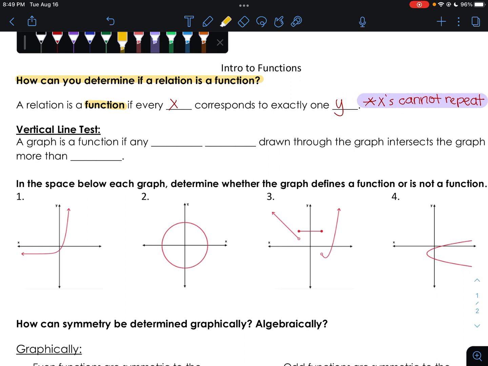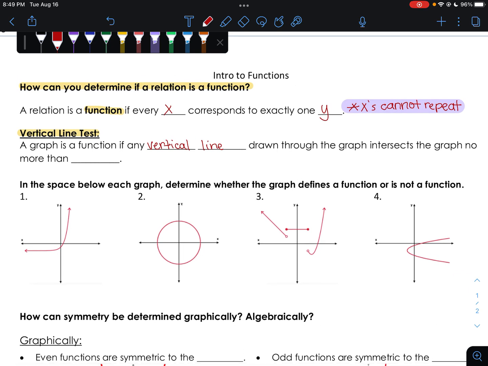So what we do when we have a graph is we're going to use the vertical line test. A graph is a function if any vertical line drawn through the graph intersects the graph no more than once, meaning it only touches the graph once. If it hits it more than once, it's not a function.